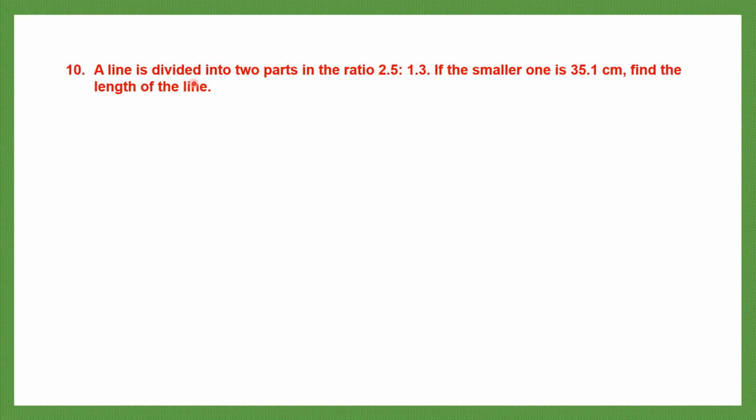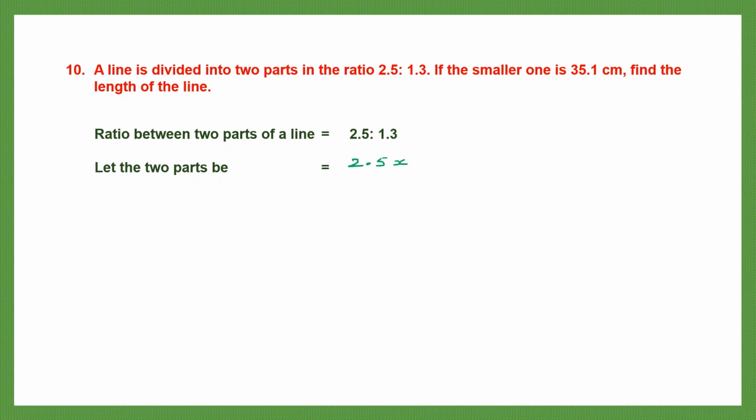Question 10. A line is divided into two parts in the ratio 2.5:1.3. If the smaller one is 35.1 centimeters, find the length of the line. So what is given to us? The ratio between two parts of a line is given to us. So we've written that down. Then let the two parts be, take the first part with x, 2.5x, and the second part be 1.3x. So we have this.